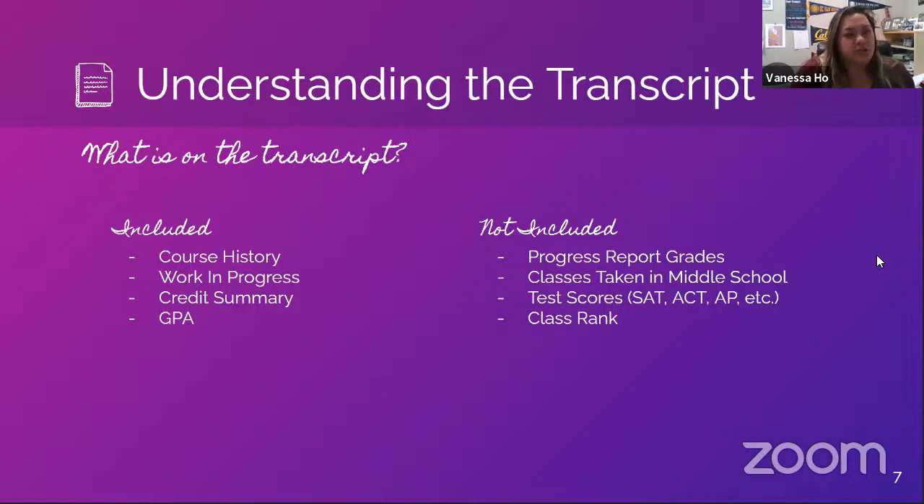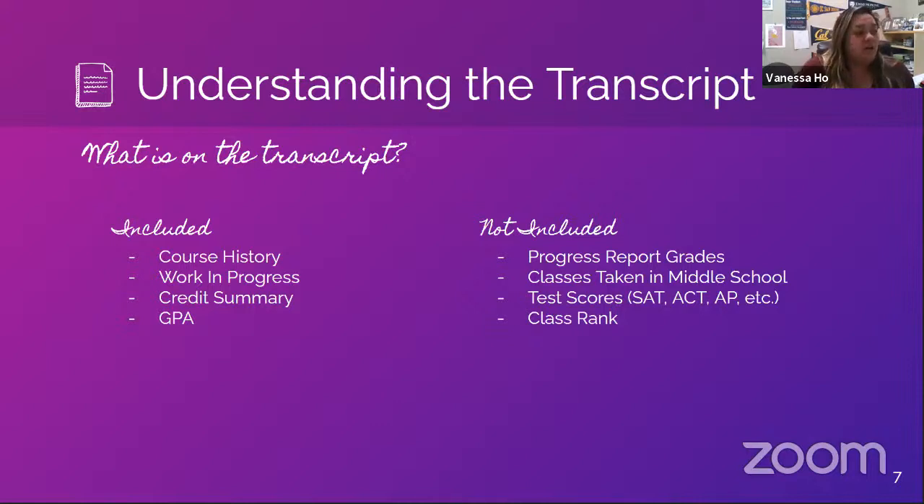So what's on the transcript? Typically when we do our course request process, we do hand all students a transcript. This year, because we are virtual, we are more or less walking them through how to look at their courses, their course history, and all their credit summaries online. So that's what I'm going to do with you now.